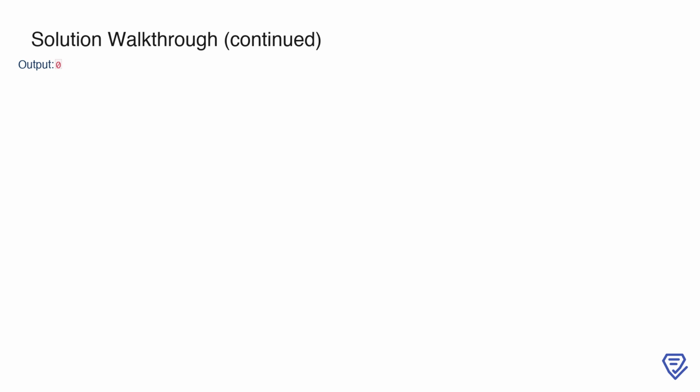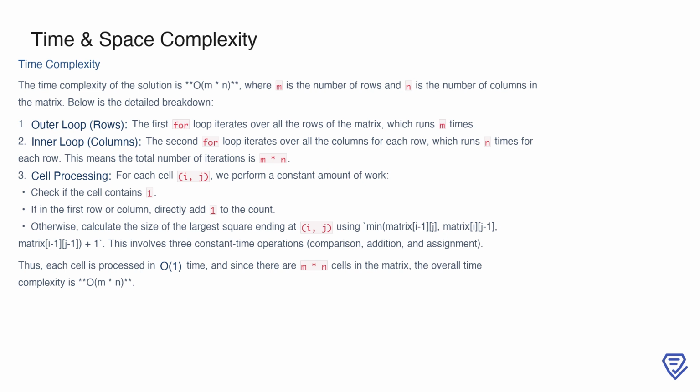The matrix remains unchanged, as 0, 0, 0, 0. Since there are no square submatrices filled with ones, the total count is 0. To understand the time complexity of the solution, let's break it down step by step.